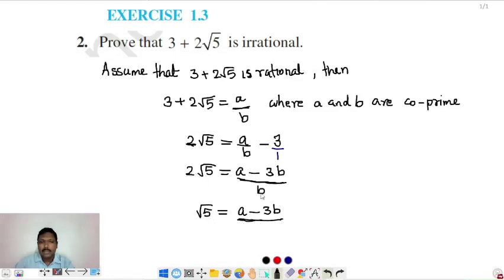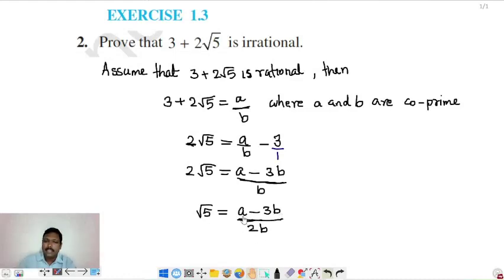this 2 you can multiply with b. When you transpose this 2 from the left side to the right side, it will be division. That means it will be with b. So you can write here 2b. So root 5 is equal to what you got? A minus 3b divided by 2b. Now you got root 5 is equal to a minus 3b divided by 2b.